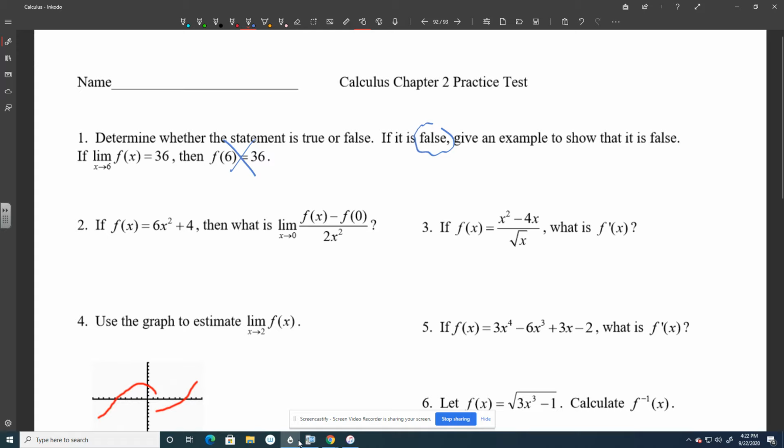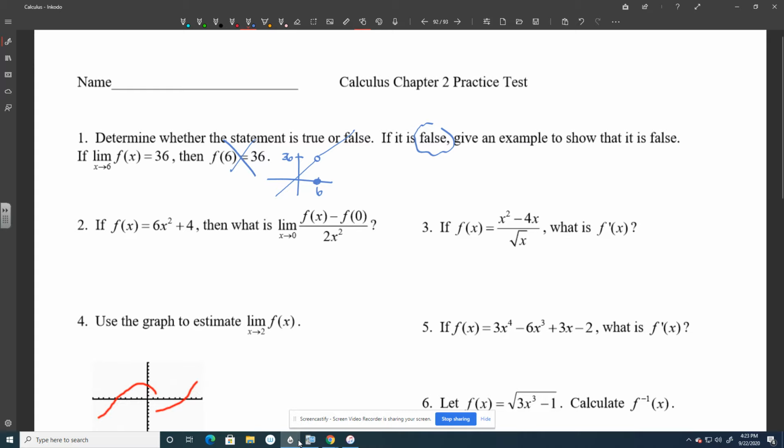And you can show that a couple of different ways. You can show that just with a picture of some graph, and it doesn't matter what the graph is, as long as you show me that here's 36 and here's 6. And when we actually get there, my value might be something else. My value might be 0. As long as I can see that you're approaching 36, but when you get there, your value is not 36, I would accept that as an example of the limit.